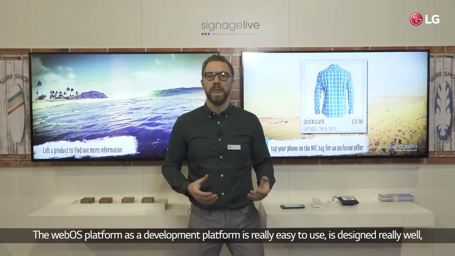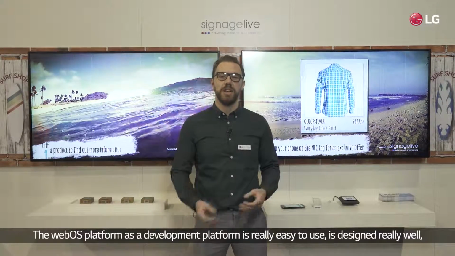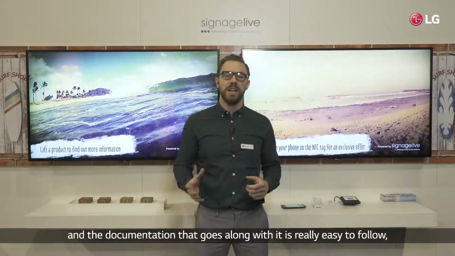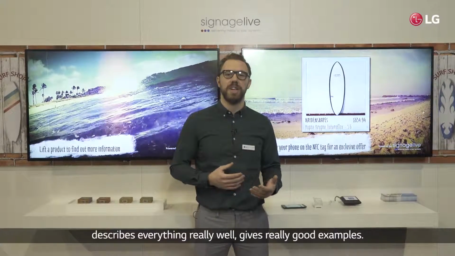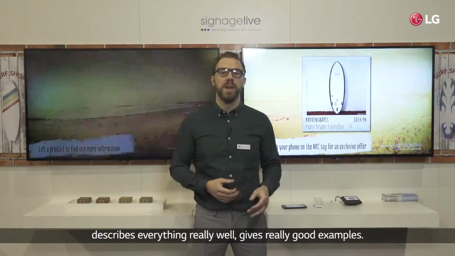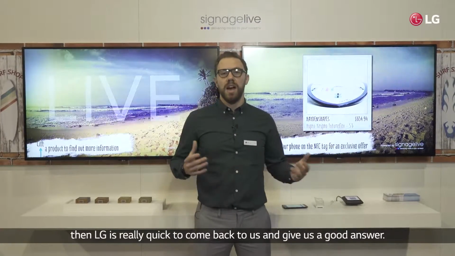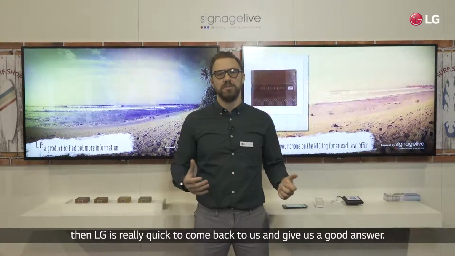The webOS platform as a development platform is really easy to use. It's designed really well. The documentation that goes with it really is easy to follow, describes everything really well and gives some really good examples. And if there is anything that isn't in the documentation, then LG are really quick to come back to us and give us a really good answer.